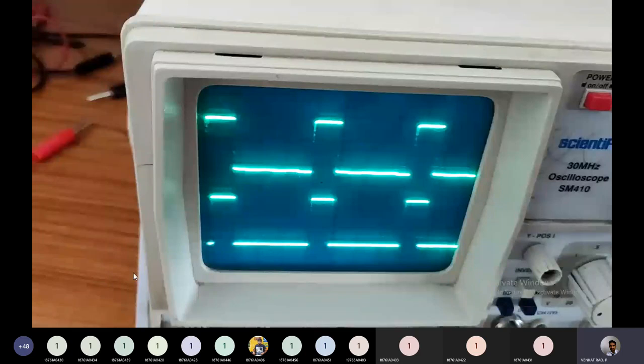This is the advantage of digital communication. We can perfectly demodulate the original signals while we are receiving the modulated signals.